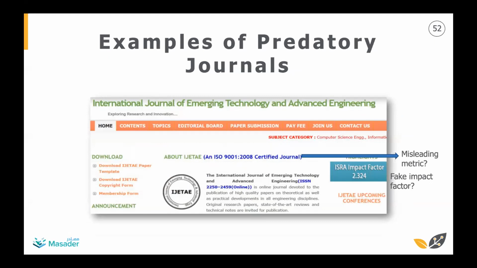The third example here, and I would like you to participate and look very carefully at the image, because we will have an activity in the next slide. Think with me, what is wrong in this journal? This is the International Journal of Emerging Technology and Advanced Engineering, and as we can see, there is an ISO certificate for the journal. There is ISSN 2250. I'm not sure if this is the right ISSN or not. There is something named ISRA Impact Factor 2.324. So look clearly at this image and try to identify what is wrong or what looks predatory within this journal.